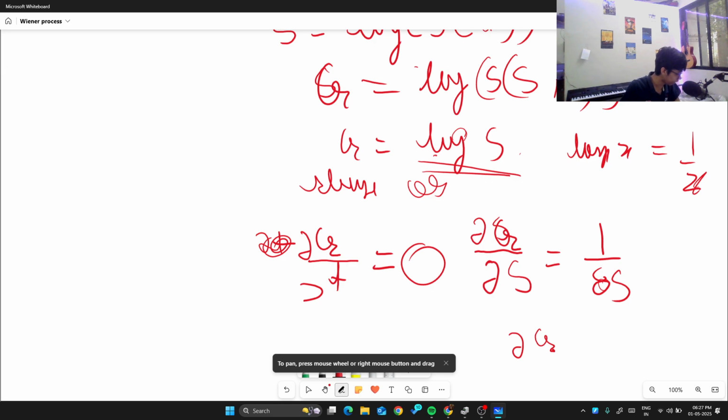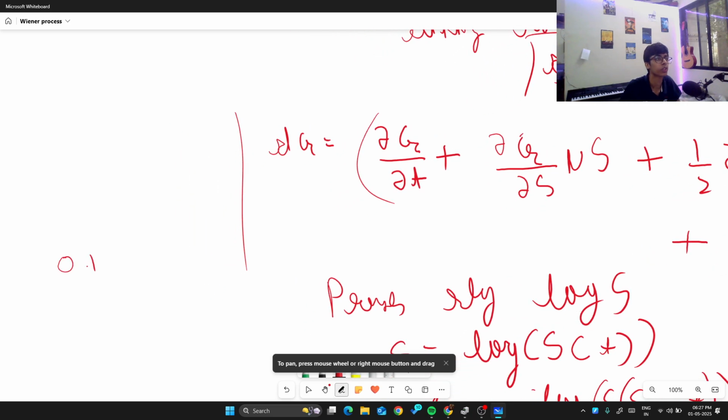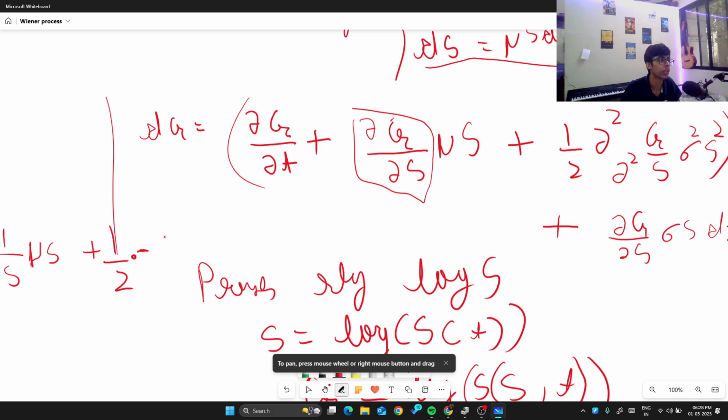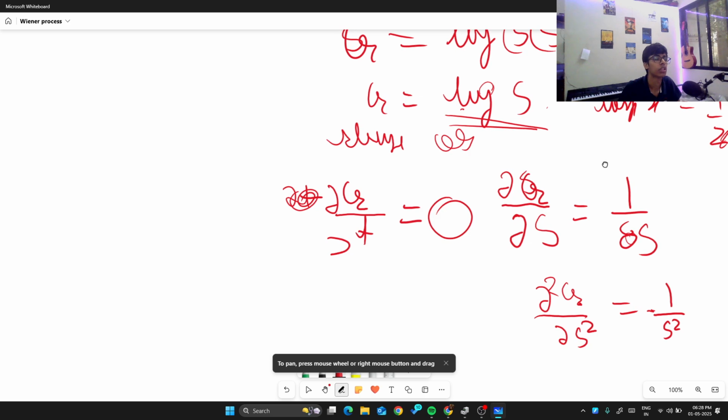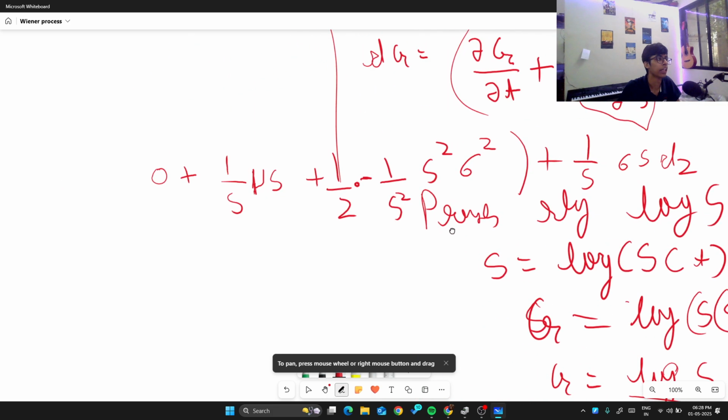I'm doing it right, I know it. We have to have confidence, right? The second-order derivative would be minus 1 upon S squared. So now we will put the values in our formula. The value would be 0, plus 1 upon S times mu S, plus half times minus 1 upon S squared times sigma squared S squared, plus 1 upon S sigma S dz. Let's simplify it here.